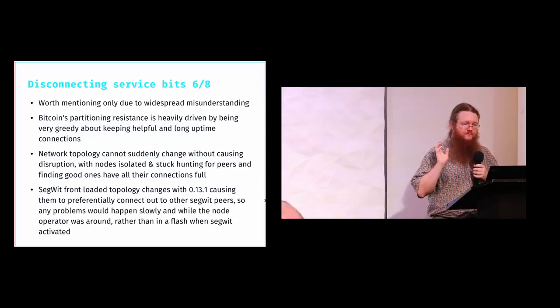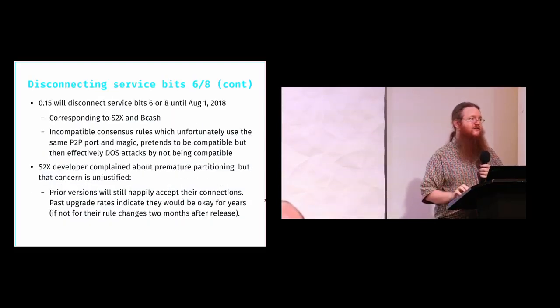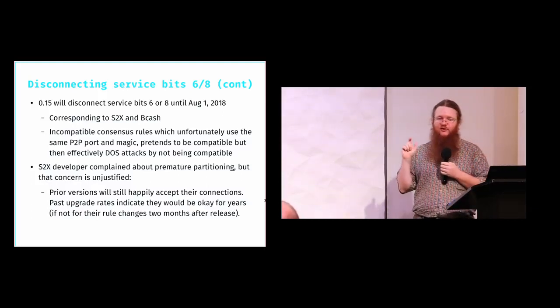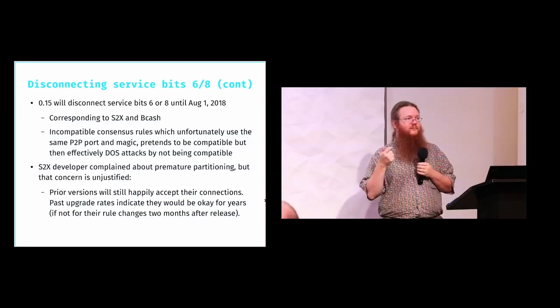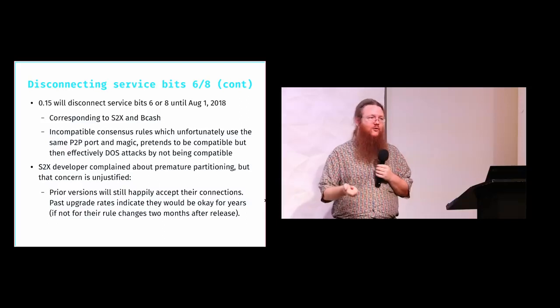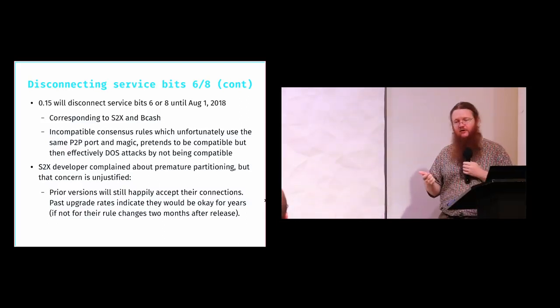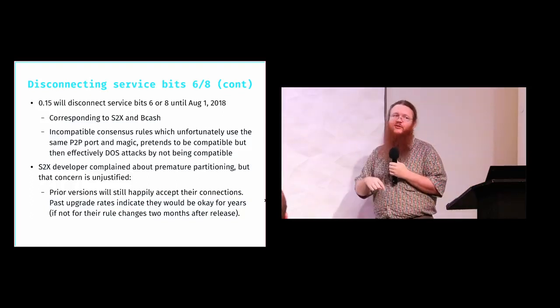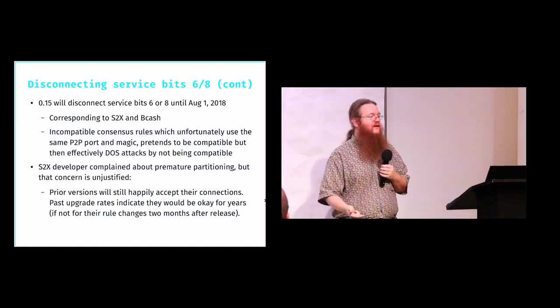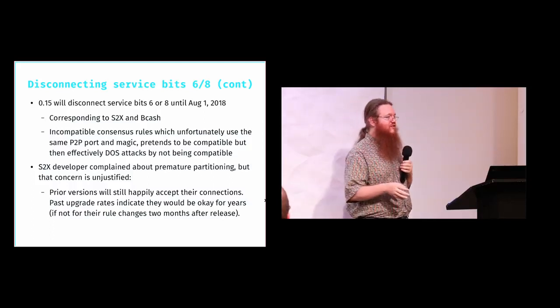So recently there's a spin-off of Bitcoin, the Bitcoin Cash, Bcash altcoin, which for complex political insanity reasons used the Bitcoin peer-to-peer port and the Bitcoin peer-to-peer magic and was basically indistinguishable on the network from a Bitcoin node. And so what that meant is that the Bcash nodes would end up connected to Bitcoin nodes, and Bitcoin nodes ended up connected to Bcash nodes, sort of half talking to each other and wasting each other's connection slots.